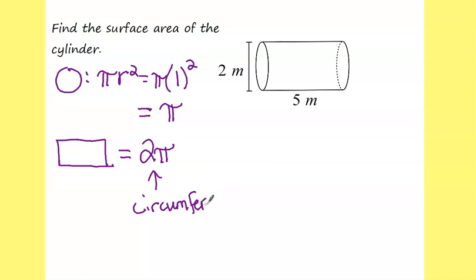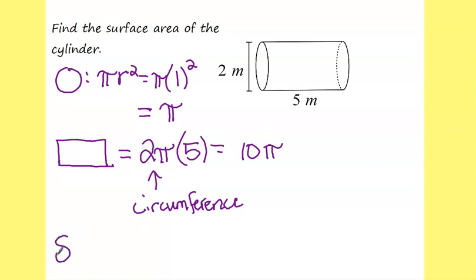And we multiply the circumference by the height of the cylinder, so the 5 there. That's going to give us 10 pi. So anytime you're working with a cylinder, to get the area of that part that goes around, that rectangular part, you're going to take the circumference times the height of the cylinder.